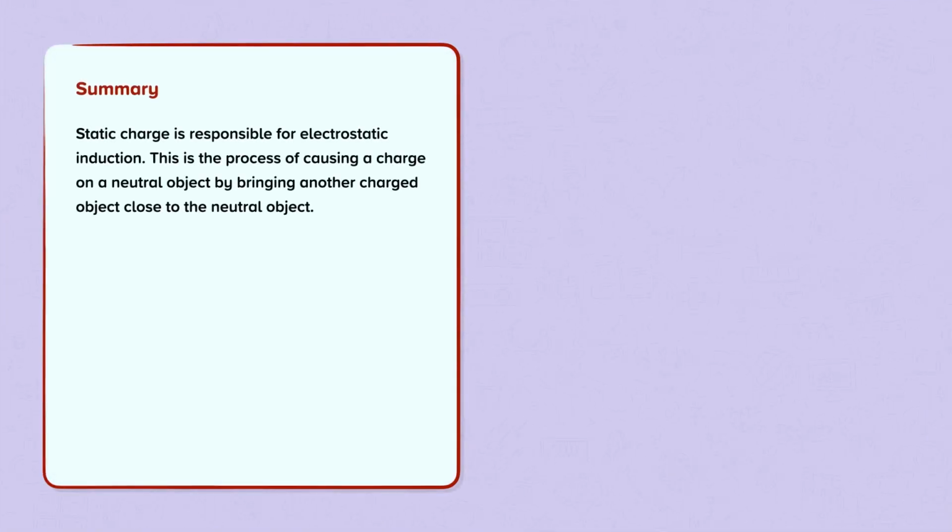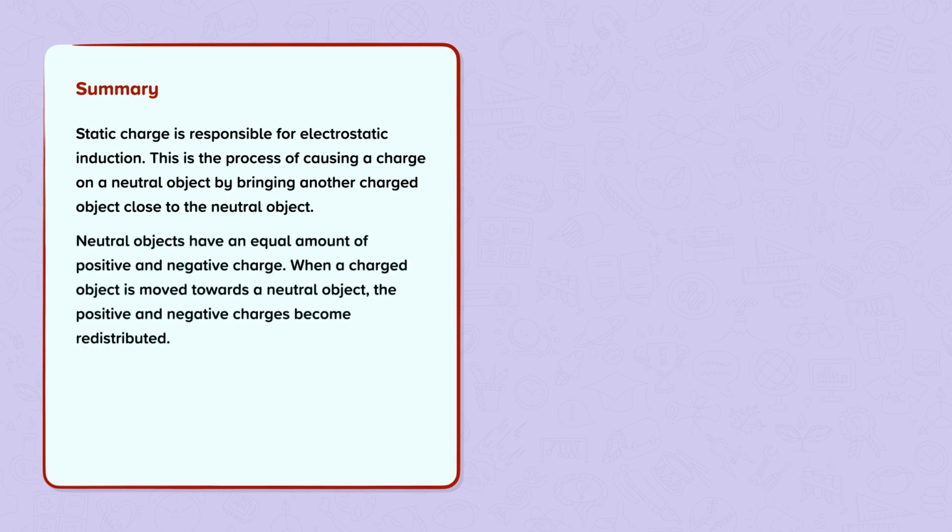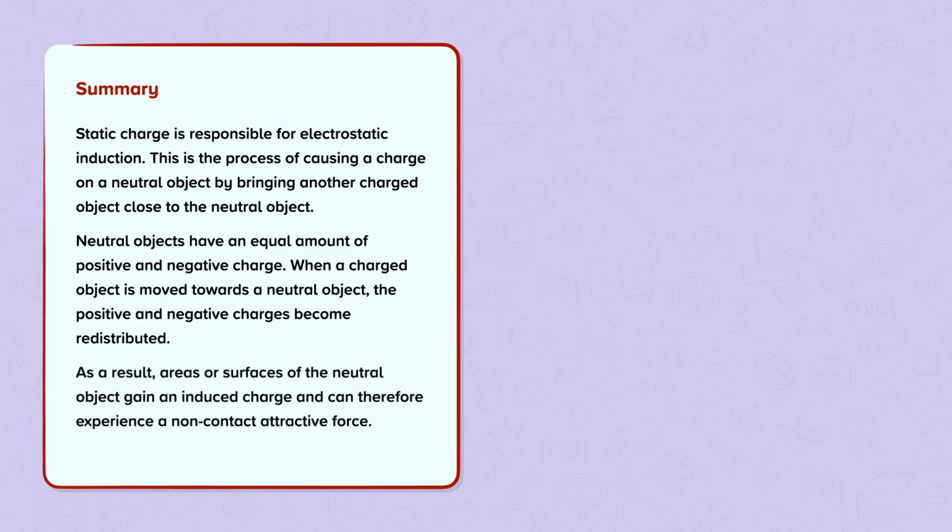So, in summary, static charge is responsible for electrostatic induction. This is the process of causing a charge on a neutral object by bringing another charged object close to the neutral object. Neutral objects have an equal amount of positive and negative charge. When a charged object is moved towards a neutral object, the positive and negative charges become redistributed. As a result, areas or surfaces of the neutral object gain an induced charge and can therefore experience a non-contact attractive force.